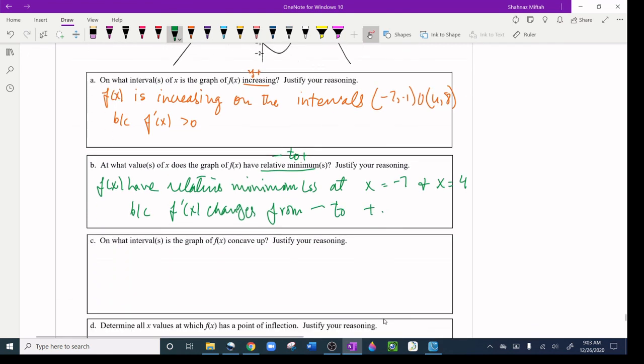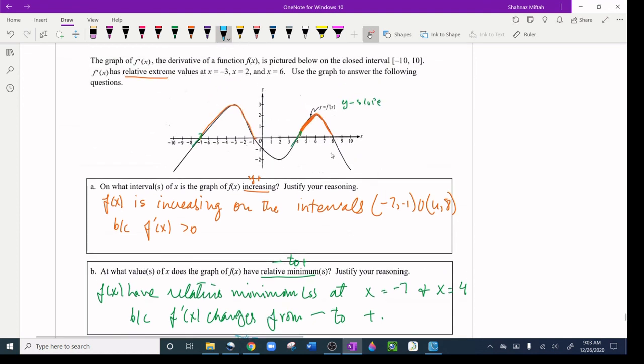Next, part C said on what interval is the graph of f concave up? Concave up deals with the second derivative, and we can say concave up when f double prime is greater than 0. So how do I get f double prime from the f prime? You have to draw tangent lines. Tangent lines, like I'm taking a slope of a slope.